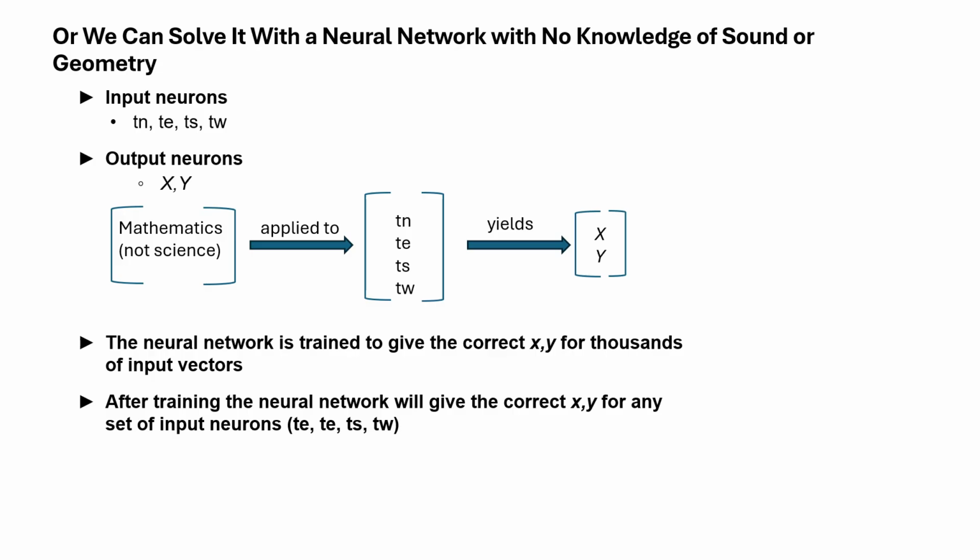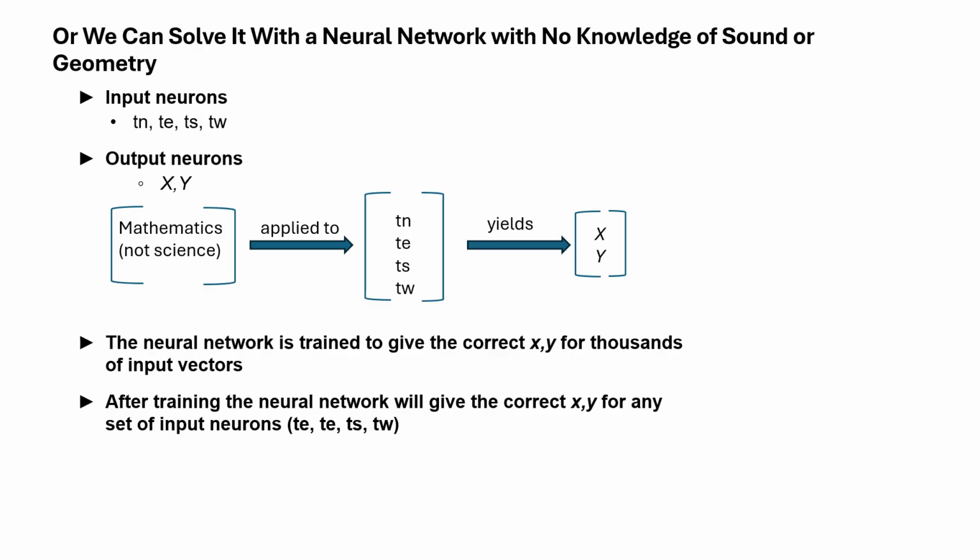I'll describe what a neuron is in a second here, but the neurons would be the time delay at the north, east, south, and west microphones. And we want the output neurons to be X and Y. So we're going to apply mathematics, not the science of sound, to those neurons to come up with the output.